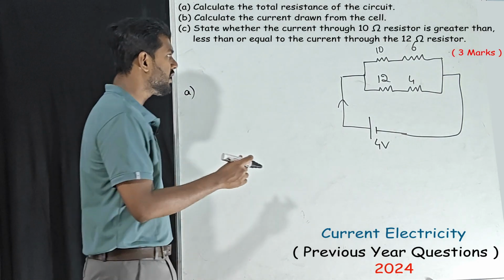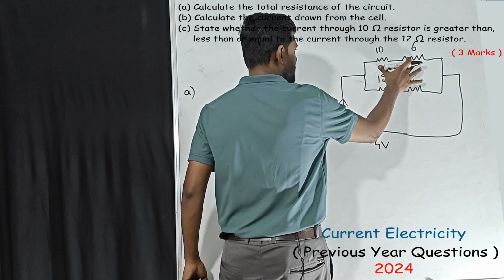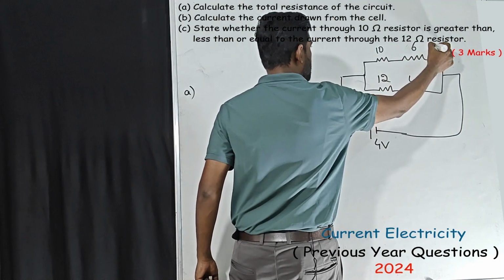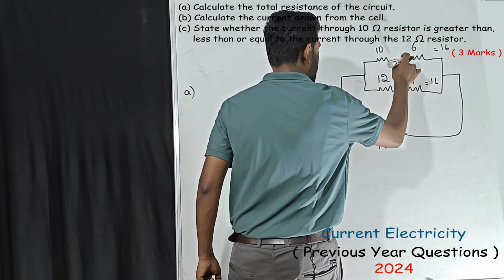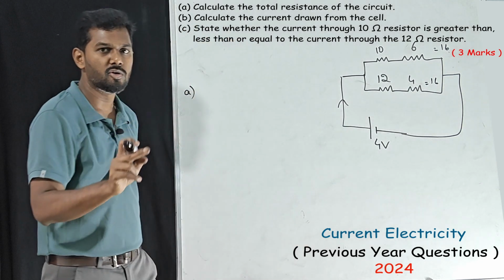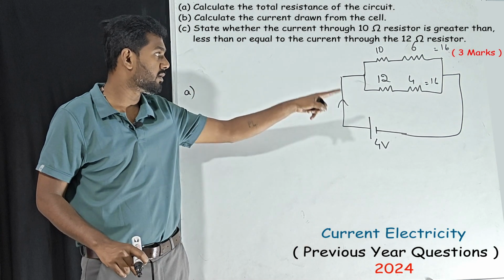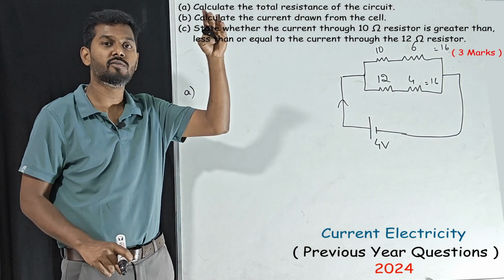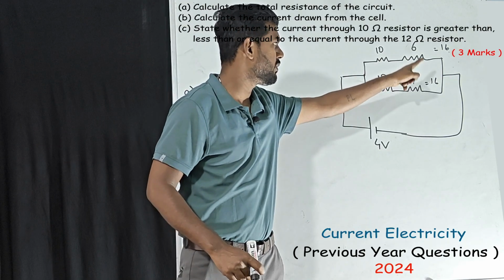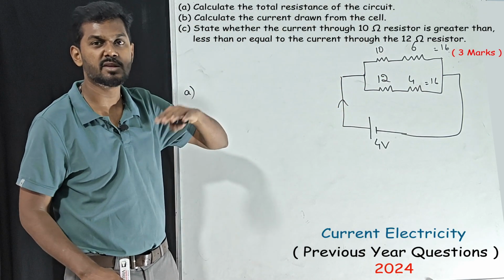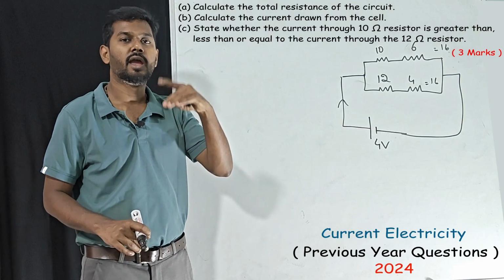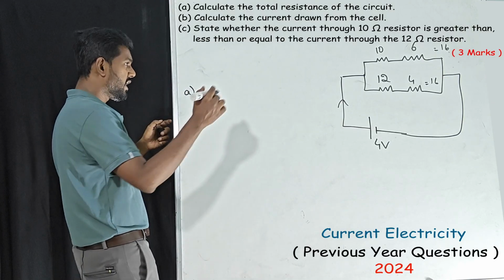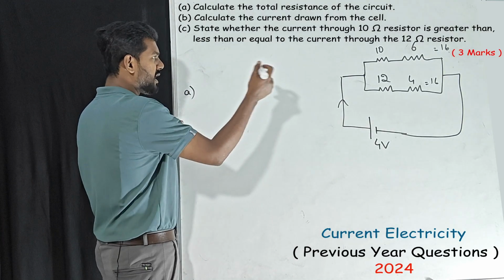First one, see, total resistance. These two are in series, so 10 plus 6 becomes 16, 12 plus 4 becomes 16, then these two become parallel. And I told you many times that if two resistors are in parallel and their values are the same, 16 ohm and 16 ohm, then the resistance in parallel, the final value, will be half of it. What is half of 16? 8 ohm. You can write it directly, or you can go for a calculation.